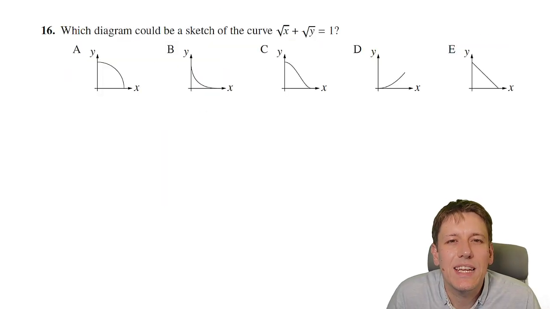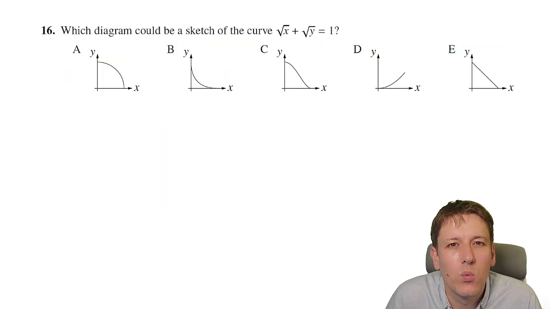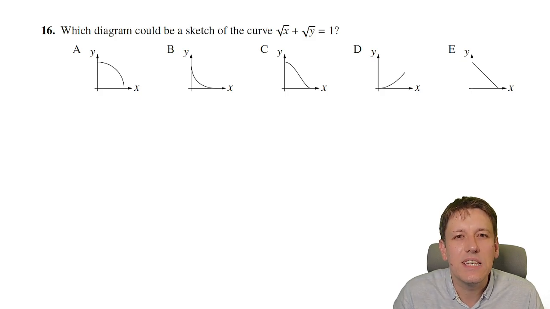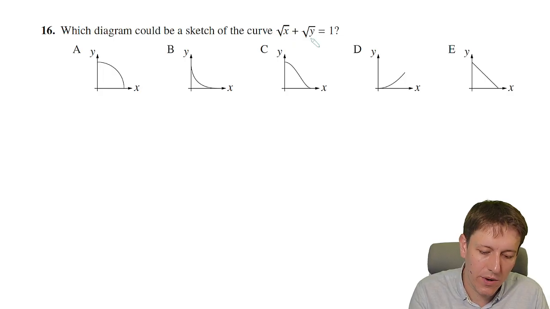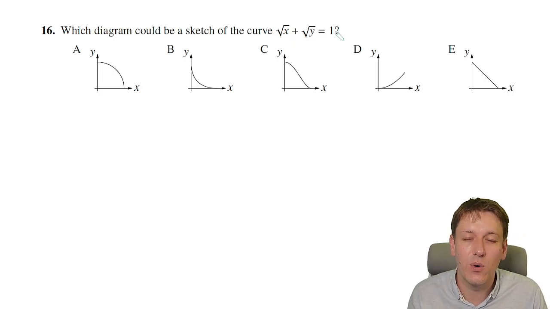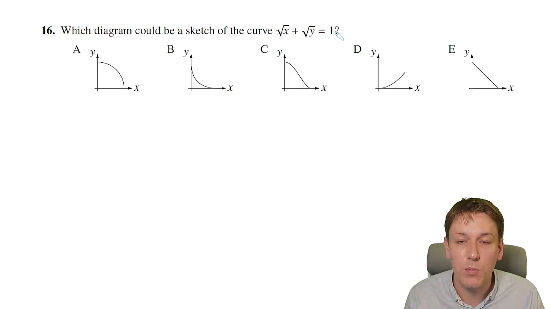There are often different techniques for these sorts of problems, but one thing you should always be doing for these kinds of questions is just saying, can you find some reasonably easy values that you can check against these curves? So I need the square root of x plus the square root of y equals 1, so I need to find some pairs of values x and y that satisfy this equation, and then they will be on the graph.